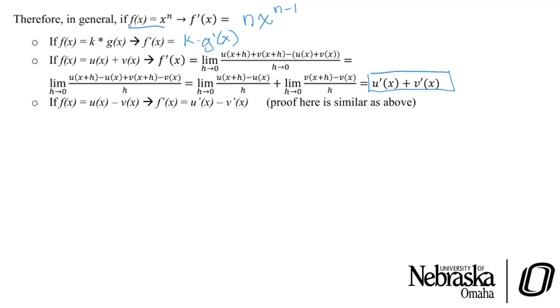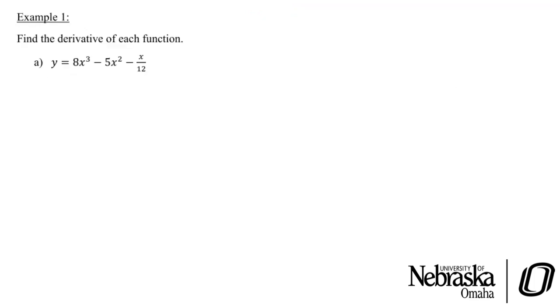If you do the same kind of limit proof, you will get the same type of thing. The derivative of u of x minus the derivative of v of x. Apply our rule here where we multiply the exponent in front and then decrease the exponent by 1. And then our sum and subtraction rules here just show that we can add and subtract the derivative of each individual. Okay, so this makes it so much simpler to find the derivative.